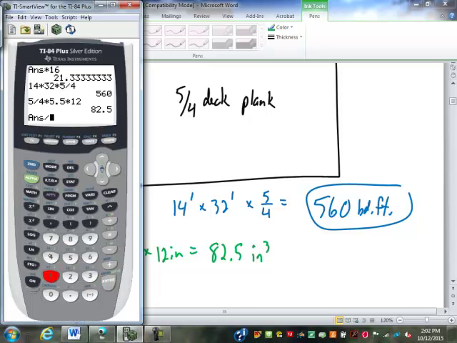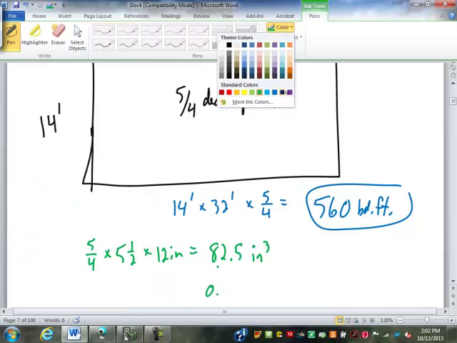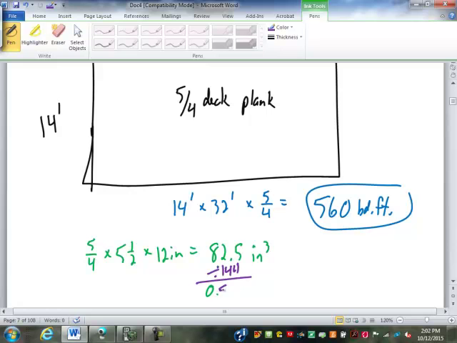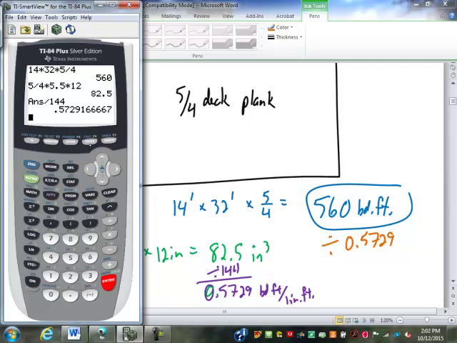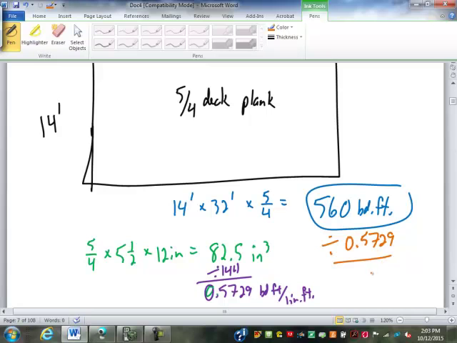So now I have to divide by 144 to get 0.5729, and this is my board feet per linear foot. Now you notice I didn't clear my calculator because I'm going to keep that number in it. If I have this many board feet and I want to know how many linear feet it's going to be, I'm going to divide that by the 0.5729. But notice it wasn't 0.5729, it was 0.5729166666. So I'm going to do 560 divided by, I'm going to tell my calculator to use the previous answer. So second answer. 977.45. That is linear feet.